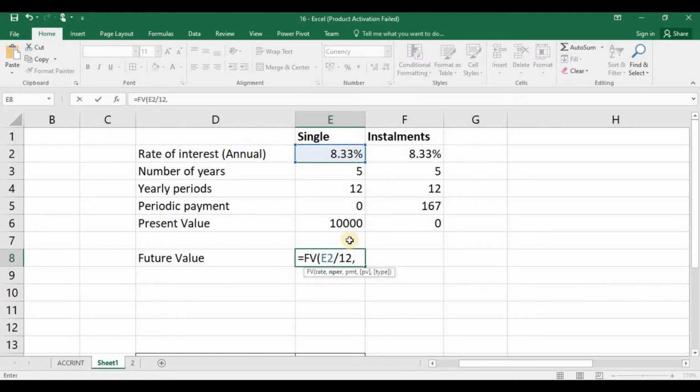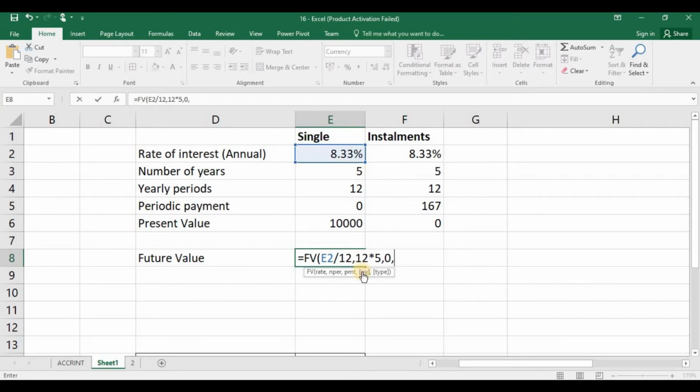Next argument is NPER, number of periods. We are investing the amount for 5 years and the number of periods in a year is 12. So the total periods are 60 for 5 years. Multiply the yearly periods with the number of years. Next we have PMT. This is applicable if we are investing by installments. Since we are investing a single time, this should be 0 for the first investment.